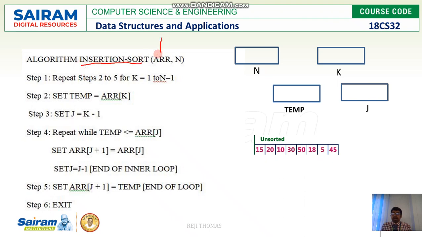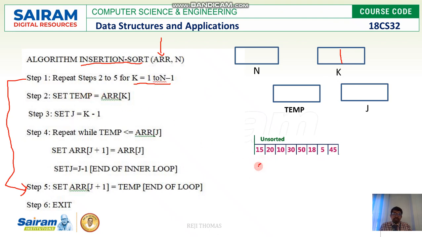Array is nothing but the complete set of elements. N is the number of elements, and repeat steps 2 to 5. So this is step number 1, and this is step number 5. And initially what we do is set temp is equal to array of k, where k is equal to 1 to n minus 1. So initially we'll take k is equal to 1, set temp is equal to array of k.